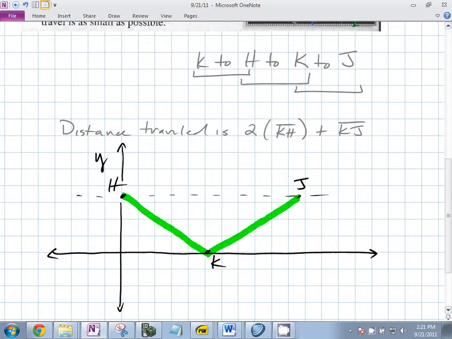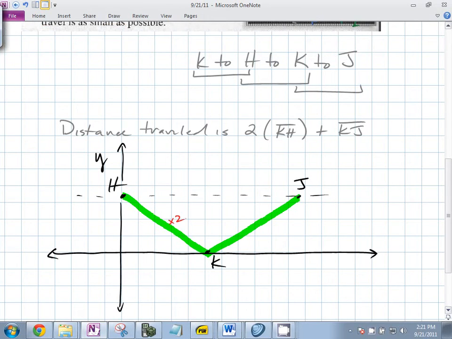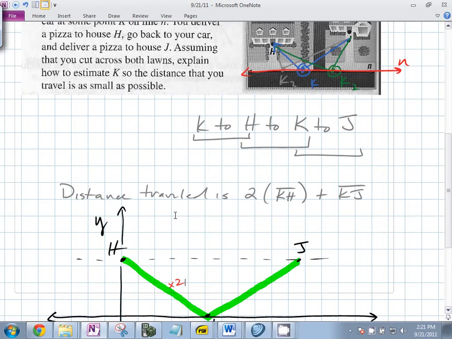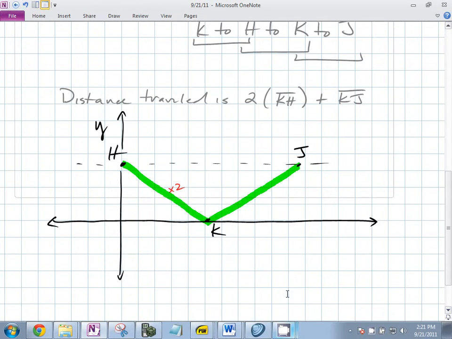So is everybody okay with the setup of this question? Do you understand what it's asking? It's asking, explain how to estimate k so that the distance you travel is as small as possible. So which path are you traveling on twice? HK. So theoretically, do we want that path to be shorter or longer than JK? It might be better if it's short because you're spending more time on it.